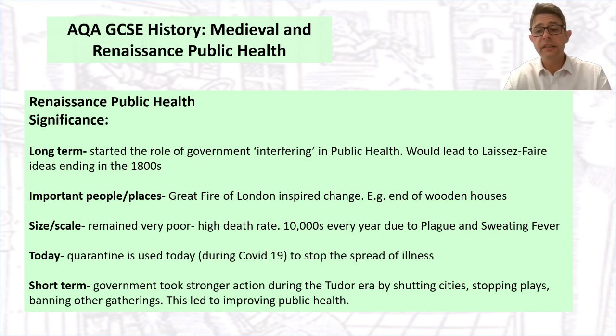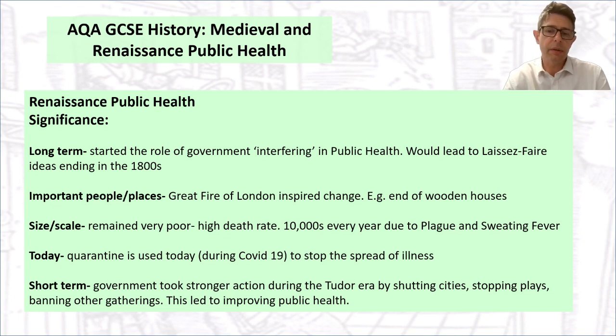Also, the Great Fire of London is an important event, and so is the Great Plague, and these inspired change, the end of wooden houses, and as we talked about already, the end of some laissez-faire thinking. Size and scale. So public health still obviously quite poor. There's still a high death rate. Tens of thousands every year were dying of plague and sweating fever.